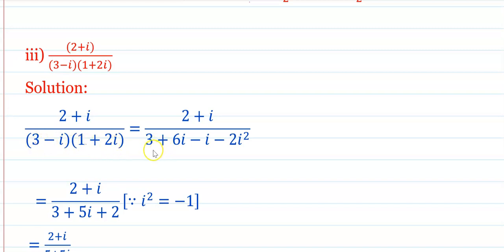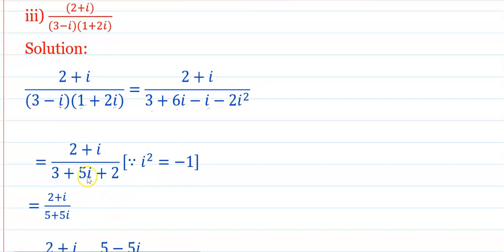3 into 1, you are getting 3. 3 into 2I, you are getting 6I. Minus 1 into 1, minus I. Minus I into plus 2I, that is a minus 2I square. I square is minus 1.